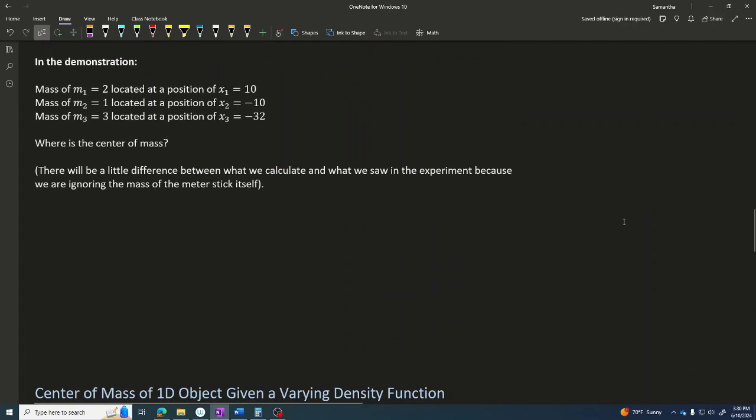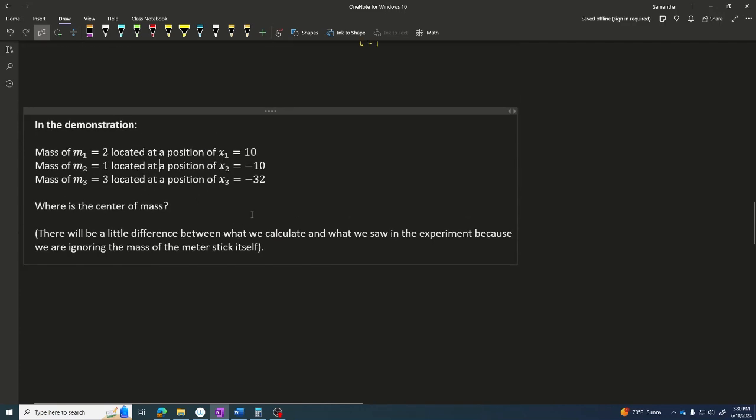In the demo video, we had a mass of 2 erasers located at a position 10 units to the right of the center of the yardstick. We had a mass of 1 eraser located at a position of 10 units to the left of the center of the yardstick.